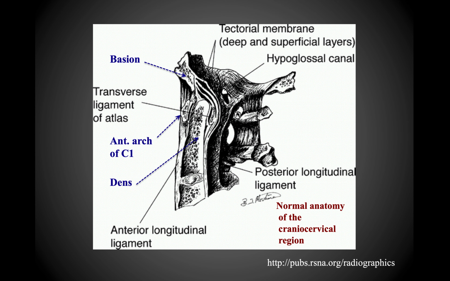And so here we have another view of what this looks like. You get a sense of the basion of the occipital bone. This is a sagittal section, so you can see where this transverse ligament of the atlas has been cut. And then we can see the anterior arch of C1. Here's the dens right here. And then you can see the anterior longitudinal ligament located anterior to that, whereas the posterior longitudinal ligament is located immediately posterior to the vertebrae. And then the superior-most part of that is called the tectorial membrane, which has a couple different layers and also helps to reinforce the joint between the dens and the occiput.